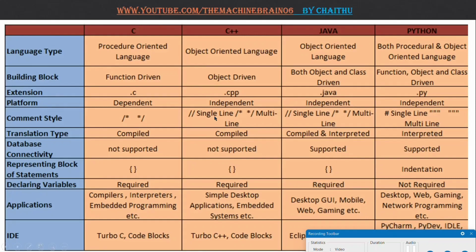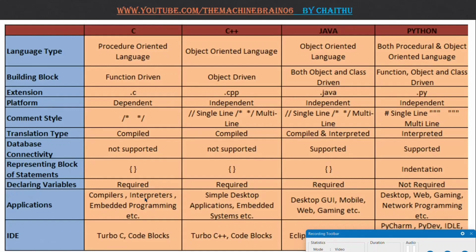Next, representing a block of statements. In C we represent a block of statements within curly brackets, and C++ is the same, and Java is the same, and for Python we use indentation. Next, for declaring variables, in C language it requires declaration like int, char.